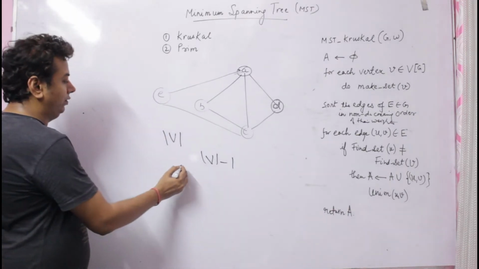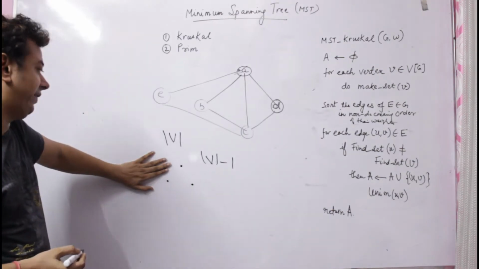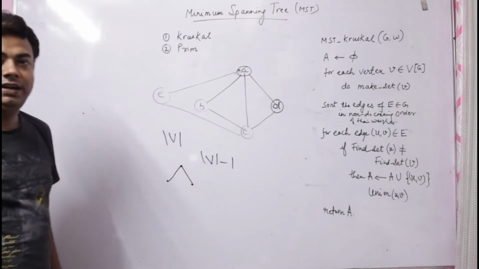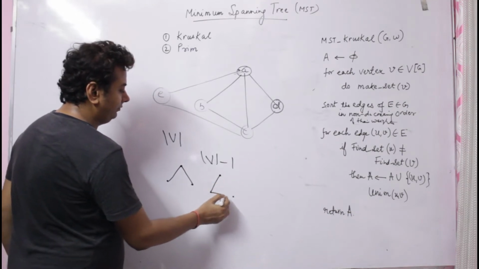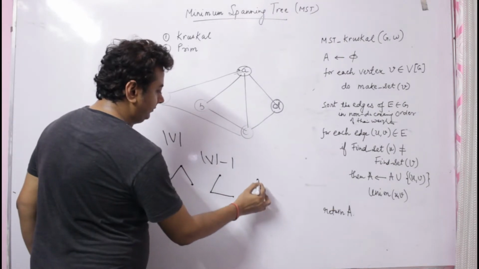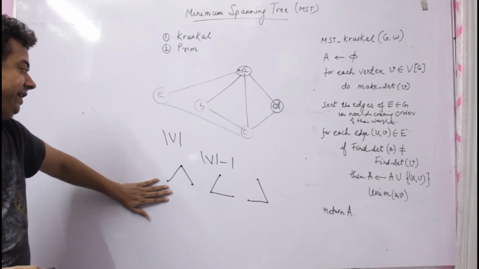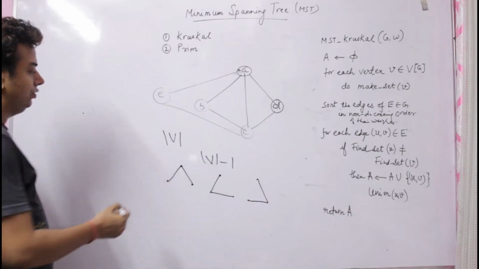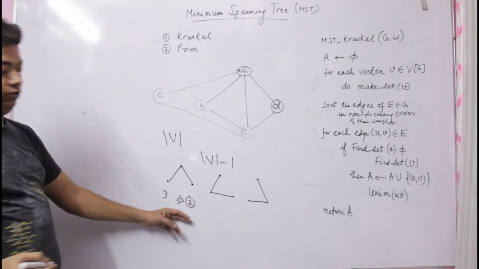Suppose we have 3 nodes, you are asked to form a tree. So you may have this tree or you may have this tree or you may have this tree. So if you notice, in this tree we have only 2 edges. In this also we have only 2 edges. So for 3 nodes we have only 2 edges.